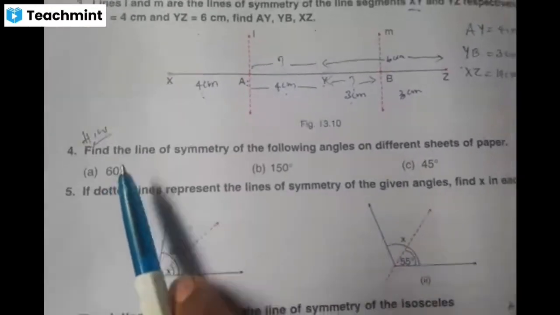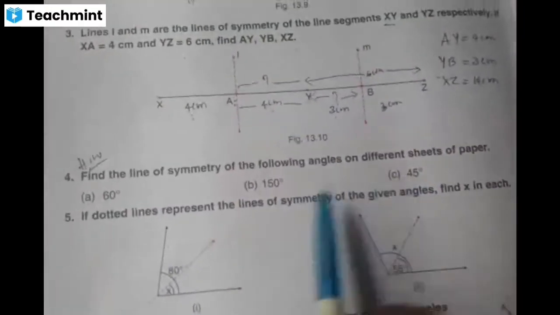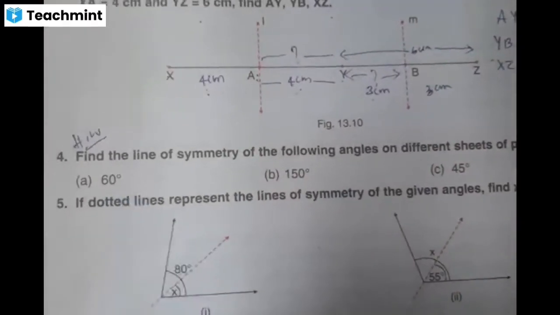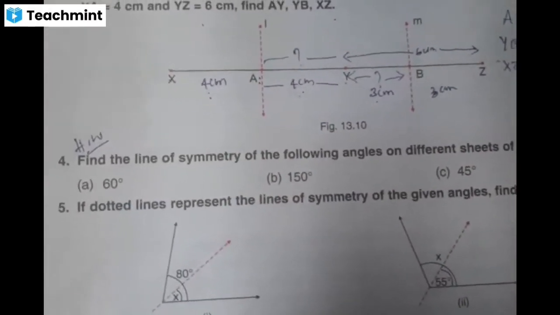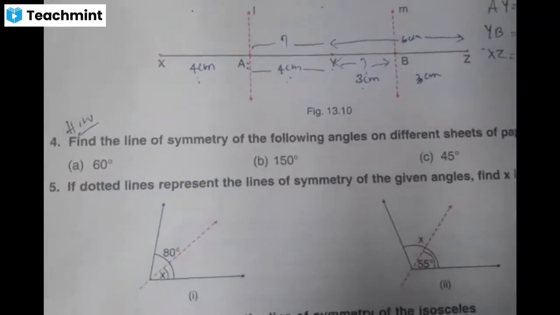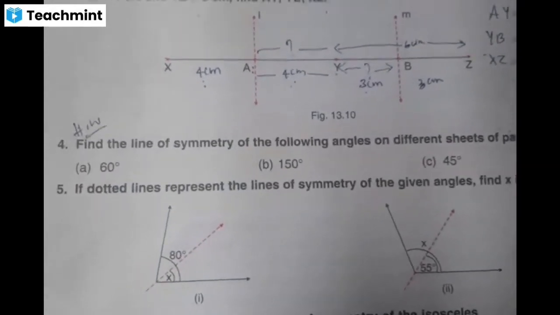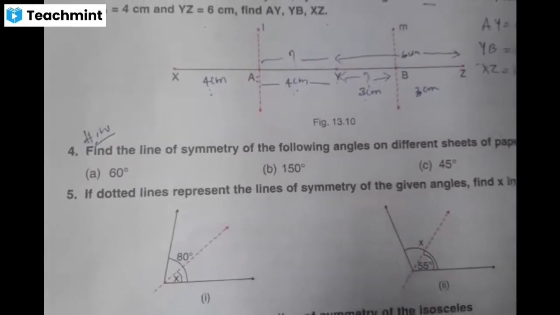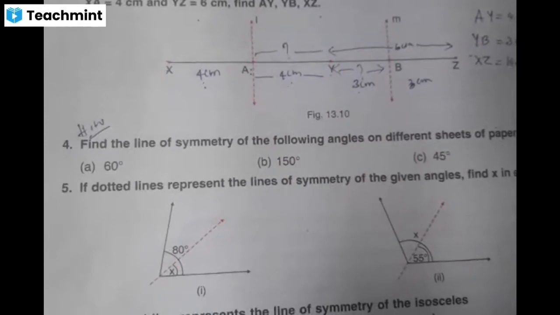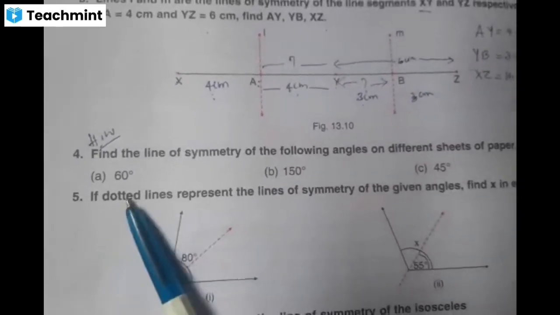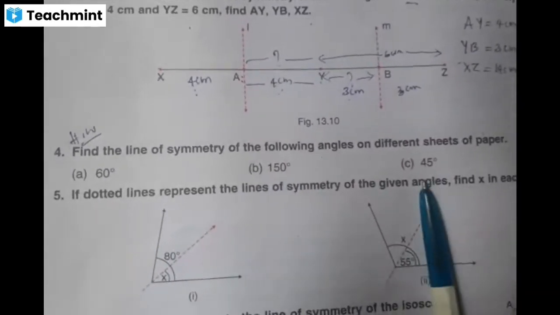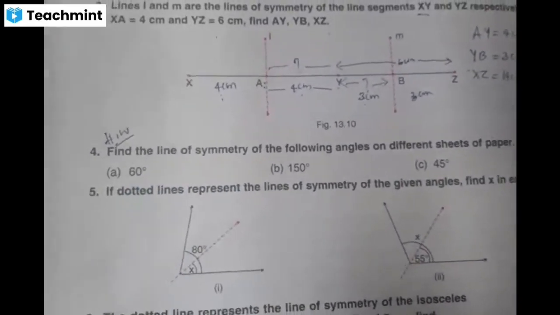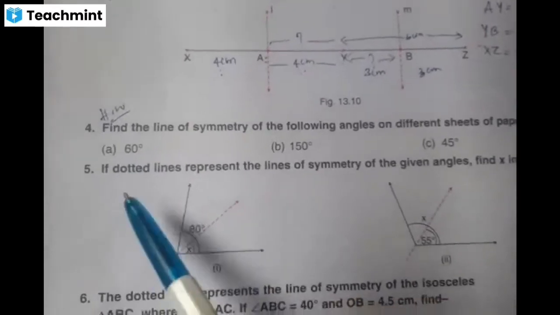So what you have to do in this is draw an angle of 60 degree. I think you know how to draw an angle with the help of a protractor as well as with the help of the compass in 6th standard. I prefer you to use the compass, children. By using the compass, you draw angles of 60 degree, 150 degree and 45 degree and make a line of symmetry for each angle. Okay, let us see how we will do.